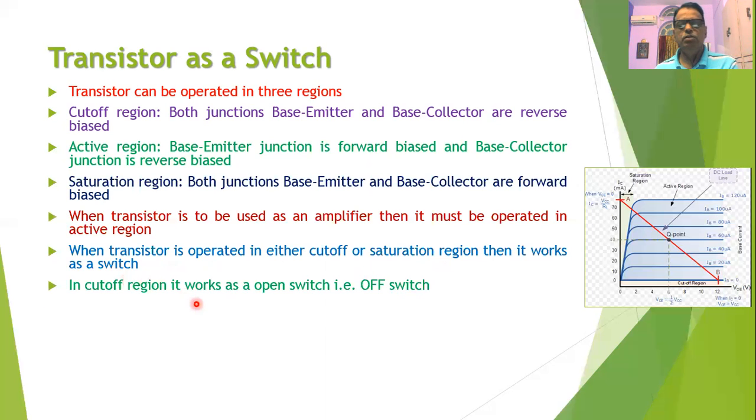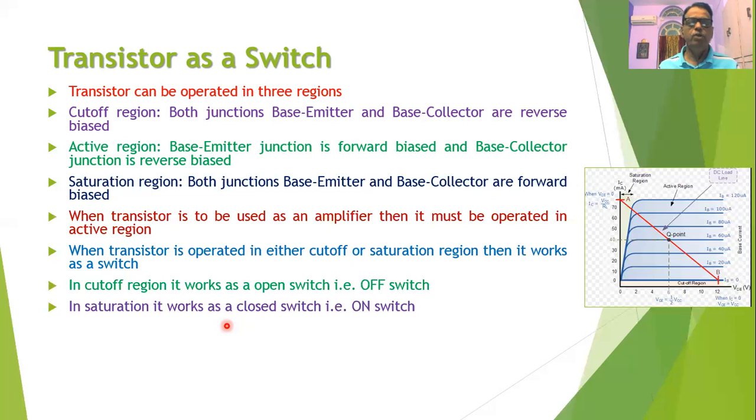In cutoff region, the transistor works as an open switch. That is, no current flows through the transistor, and therefore the resistance between collector and emitter of the transistor is very high. In saturation region, the transistor works as a closed switch, and therefore a high amount of current will flow through the transistor, and therefore the resistance between collector and emitter of the transistor is very low.